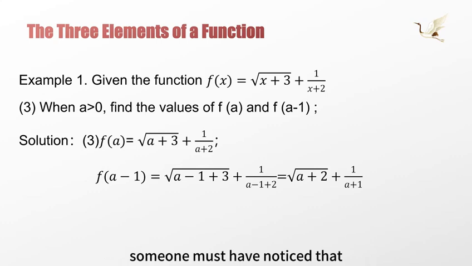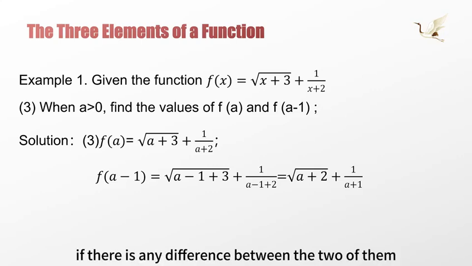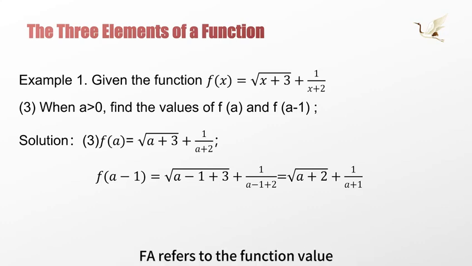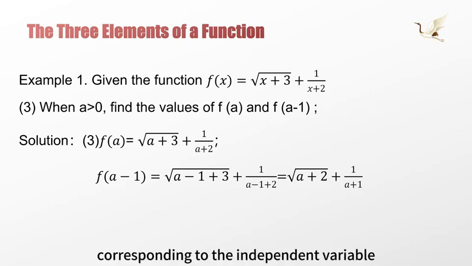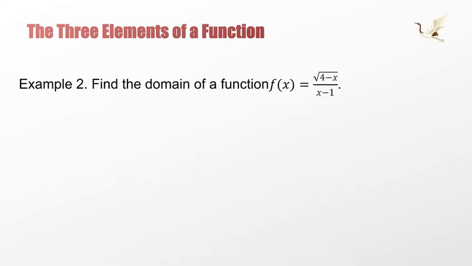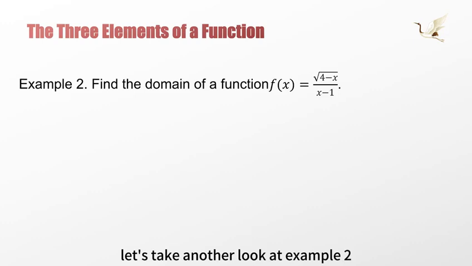Someone must have noticed that the structure on the right side of f(a) and f(x) is the same, so may I ask if there is any difference between the two of them? f(x) is the analytical expression of a function. The meaning represented by f(a) refers to the function value corresponding to the independent variable x being equal to a. They are different. Let's take another look at example 2.